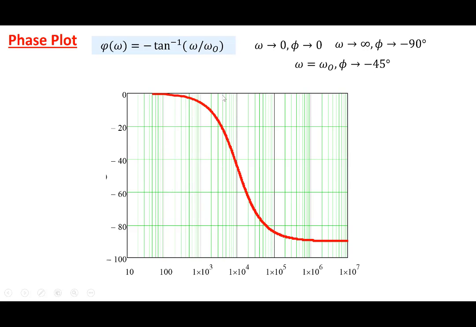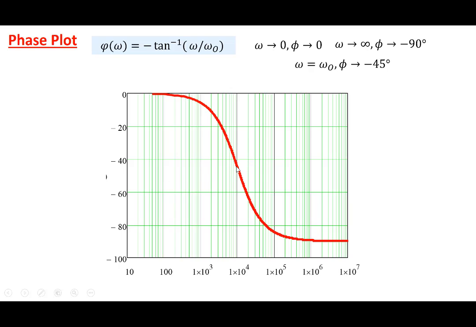So the actual phase plot looks like this. It has a curve of this particular kind, but we can see these three points here. At lower frequencies, we can see a 0 phase. At very high frequencies, we can see minus 90 degrees. And at omega naught, the corner frequency, which is 10 to the power 4 here, the phase is about minus 45.